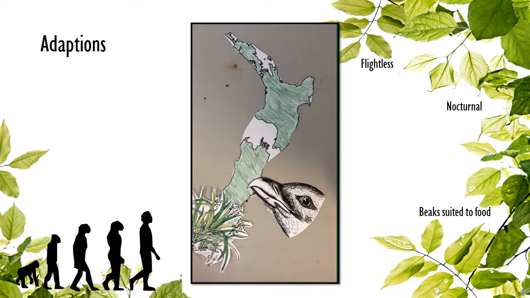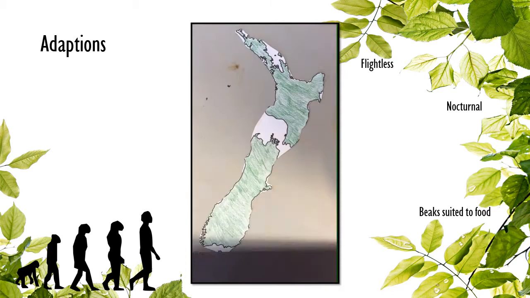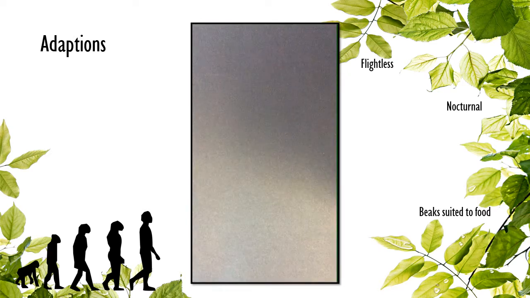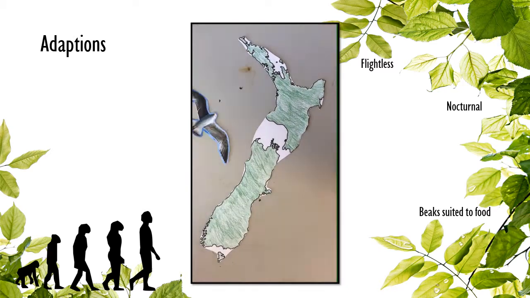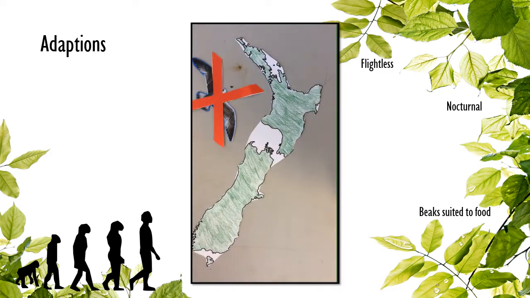Some examples of adaptations that New Zealand animals have are being flightless, as due to New Zealand's isolation there were no mammal predators to hunt them, having beaks suited to their food source, and being nocturnal.